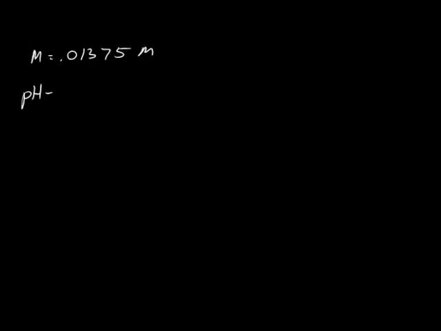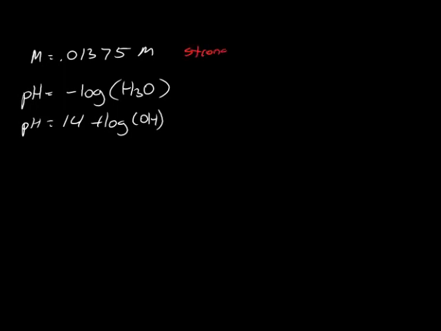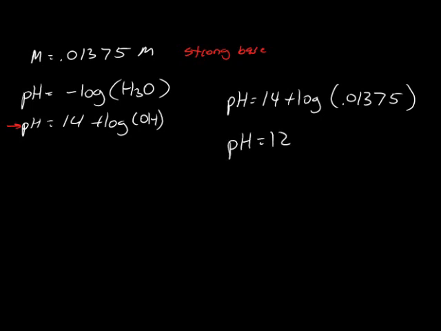Now that we have the molarity, we can find the pH. Our pH will either equal negative log of H3O or will equal 14 plus log of OH. However, since we had a strong base, it makes more sense to use the second option. Our pH will equal 14 plus the log of 0.01375, and we can place this in a calculator as well. We will end with a pH of 12.14.